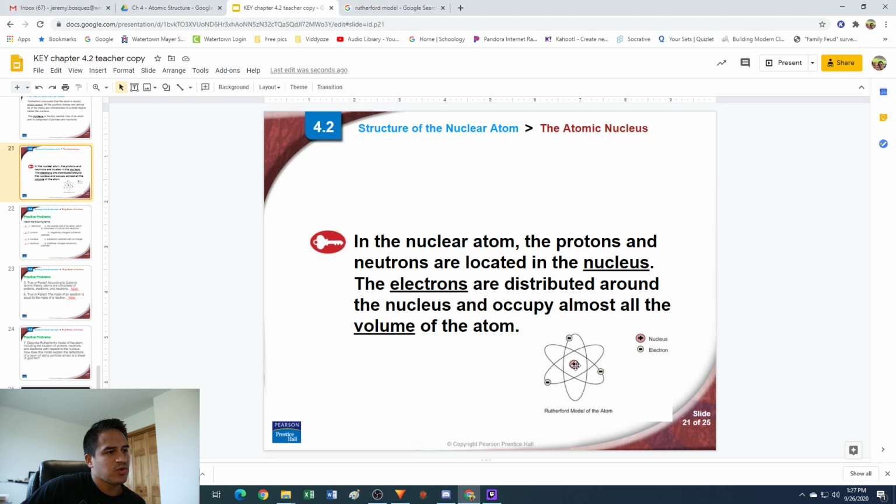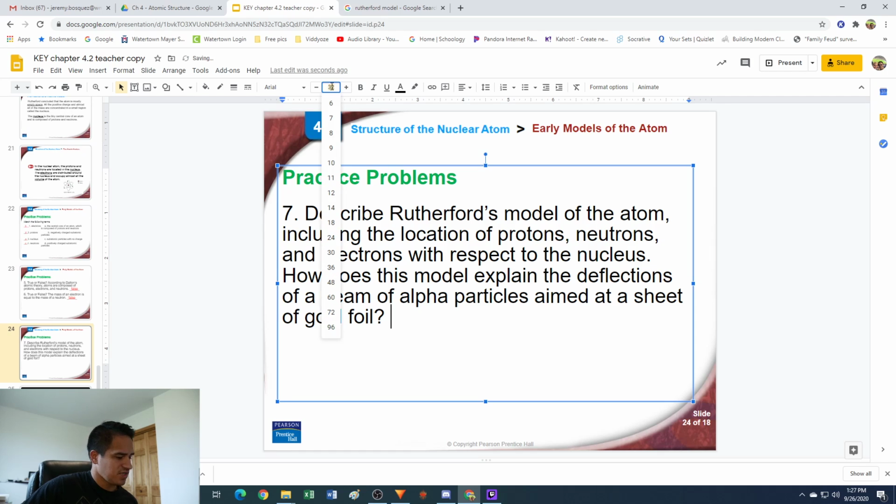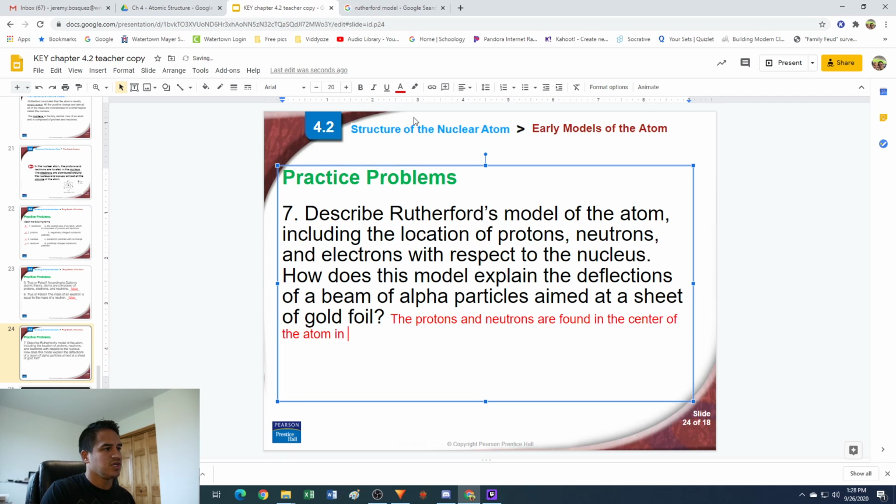So we have the protons and the neutrons in the center of the atom, in the nucleus, and the electrons are outside. So let's say the protons and neutrons are found in the center of the atom in a location called the nucleus. The electrons are found moving around outside the nucleus, and this helps to explain the deflections.